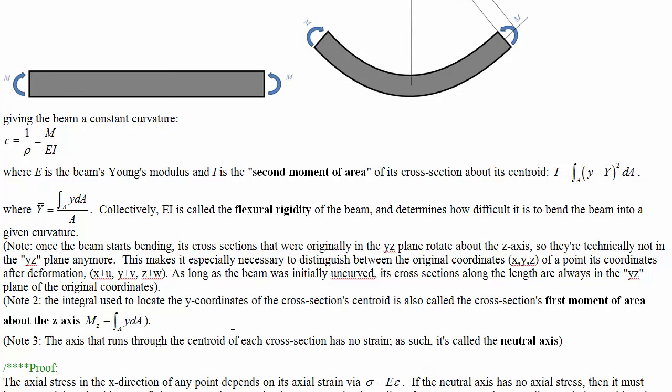All right, the integral used to locate the y coordinates, by the way, of the centroid, this is called the first moment of area about the z-axis in the top here. And so you take the first moment of area and you divide it by the area, and that tells you the location of the centroid. You may remember this from first year math.